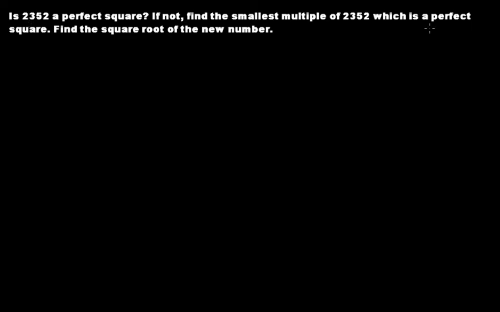In problems like these, when you have to find the smallest multiple, or sometimes you have to divide some numbers in order to make a number a perfect square, you always have to use the prime factorization method, and I'll show you why. So this is 2352. Let's find out the prime factorization.